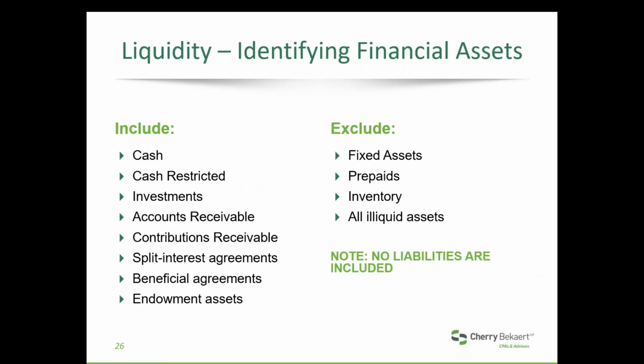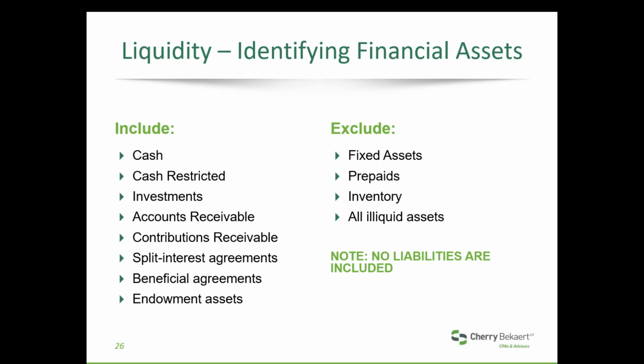So with this one, where do you start? Really, I would suggest the starting point is the quantitative piece. The first thing you want to do is identify what your financial assets include. What it does include is probably cash, restricted cash, investments, accounts receivable, pledges or contributions receivable, split interest agreements, beneficial agreements, and endowment assets. It does not include fixed assets, prepaids, inventory, and other illiquid assets.